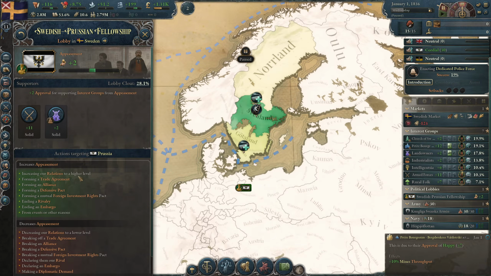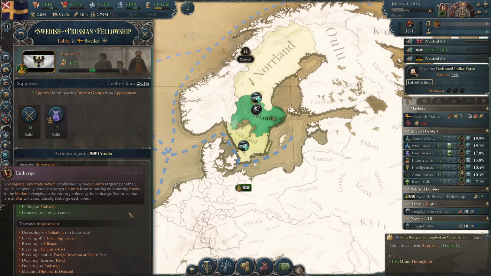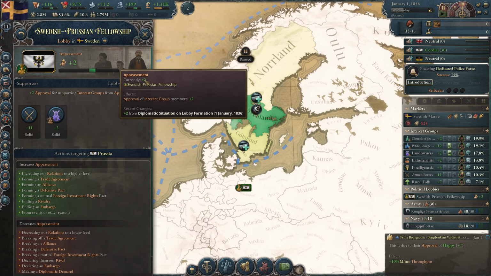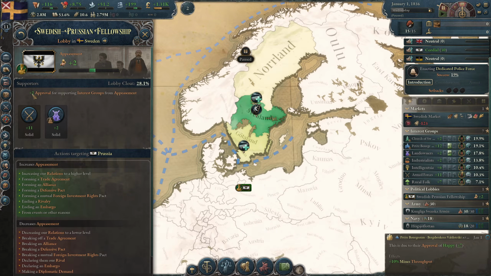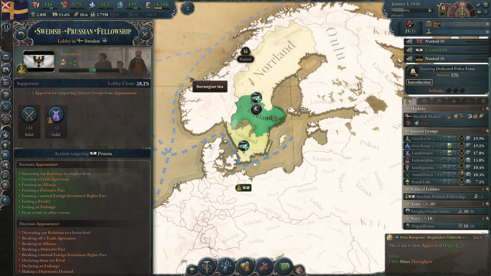So we can increase our relations, we can form a trade agreement, we already have that one. Alliance or defensive pact, we can get foreign investments, let's talk about that later. And they don't want to become a rival or embargo each other. At the moment they are at +2. Why is that? Can I see that somewhere? No? Really? Why can I not see why it is +2? Well, we have a trade agreement, so I guess that gives us +2.